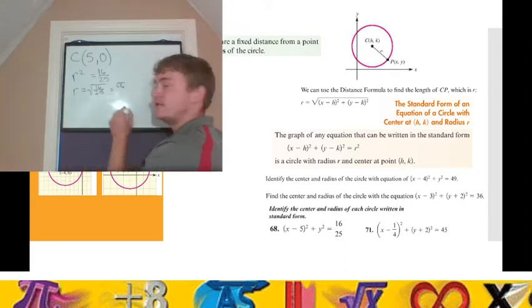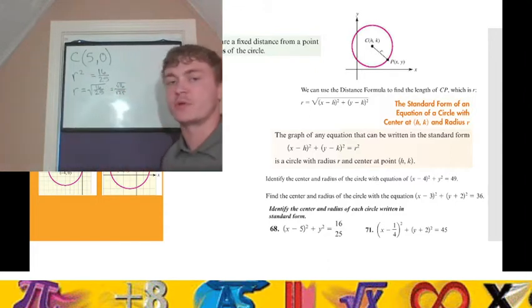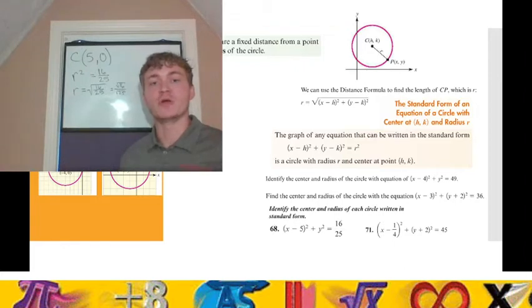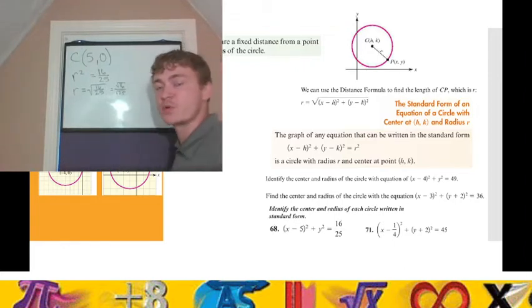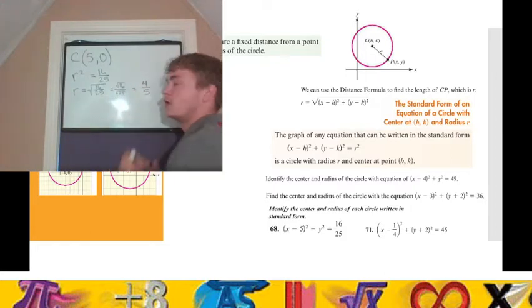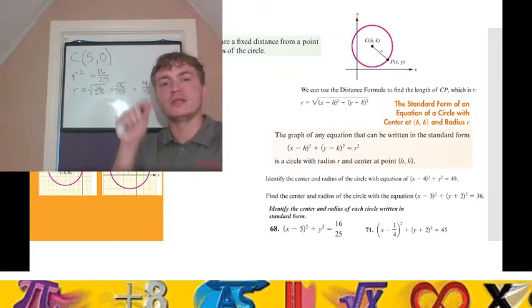Square root of 16 divided by the square root of 25. Each of these is easily obtainable because both of these numbers are perfect squares. Square root of 16 is 4, square root of 25 is 5, for a radius of 4/5. So we have a radius that is smaller than 1 unit, but it's not too far off, right? 0.8, so just a little bit smaller than 1 unit.